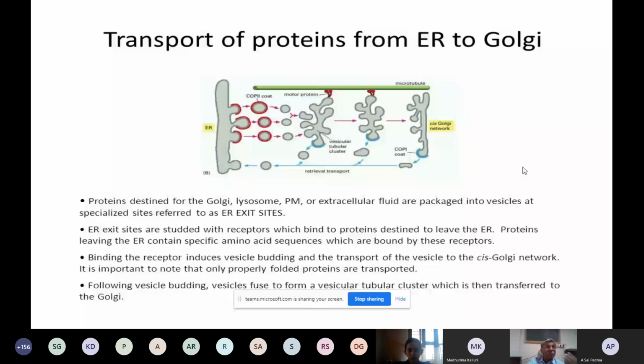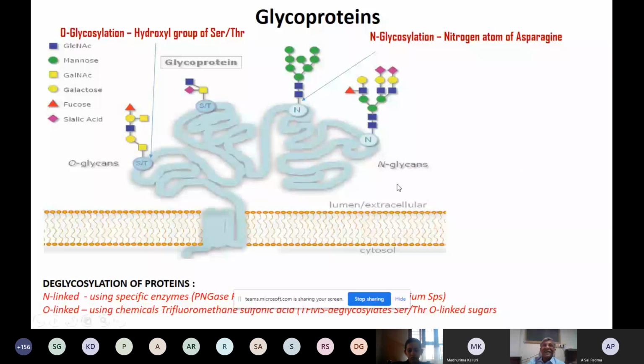This removal can be done by both enzymatic and chemical methods. In the enzymatic cleavage of N-glycosylation, an enzyme called PNGase F can be used, which selectively breaks this linkage between the glycan structure and the amino acid, thereby releasing the entire glycan unit. Similarly, for the serine and threonine glycosylated, or O-glycosylated, glycoproteins, the glycan component can be removed using a chemical agent called trifluoromethanesulfonic acid.